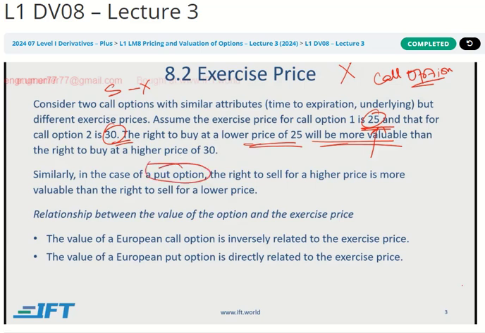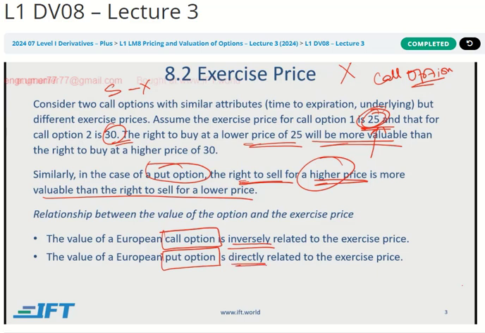But for put options, because this is giving us the right to sell, definitely we will want to sell at a higher price. So for put options, a higher price is more valuable, because we would like to have the right to sell at a higher price rather than for a lower price. So therefore we can say for a call option, we want a lower price. So therefore it is inversely related, and for a put option we want a higher price, therefore it is directly related. So the higher the price, the higher the value of the put option. But for a call option we want the lower price, because we want to buy at a low price, and a lower price will mean higher value for the call option.